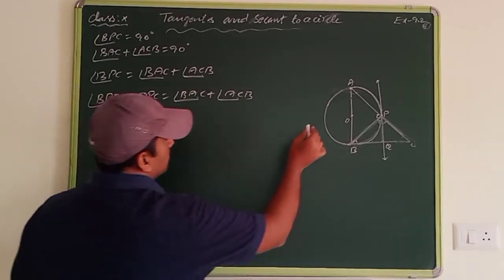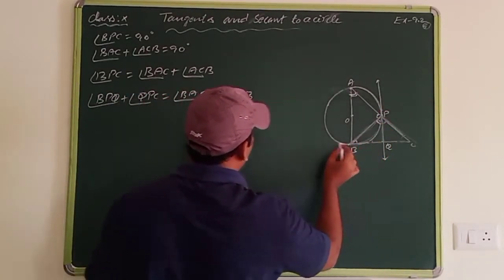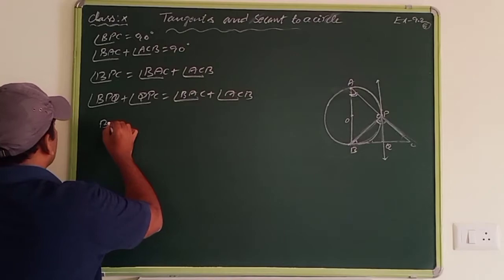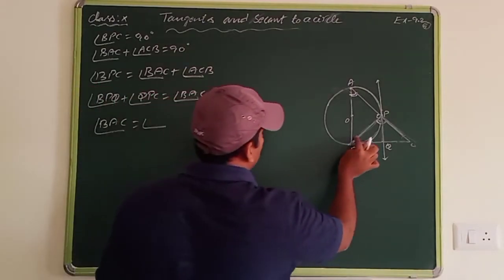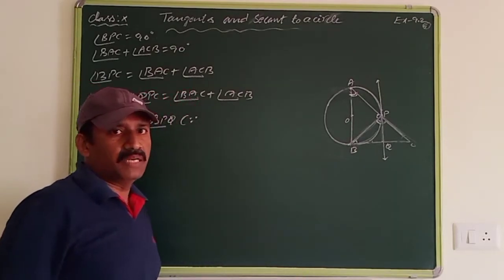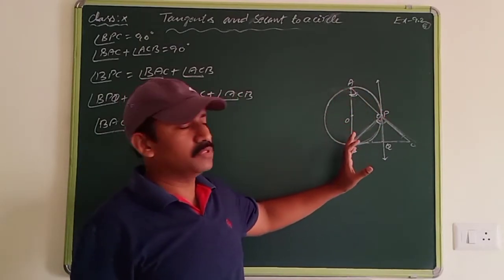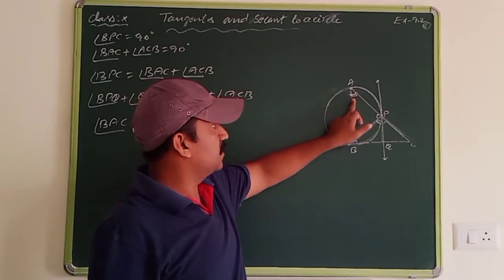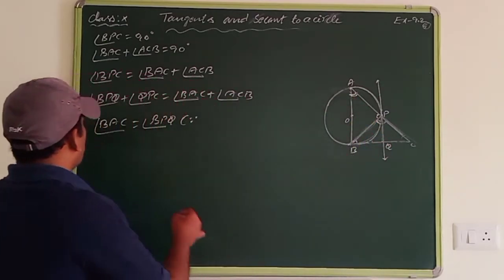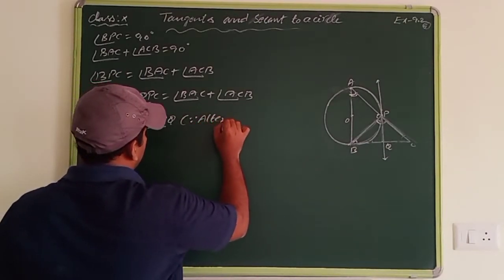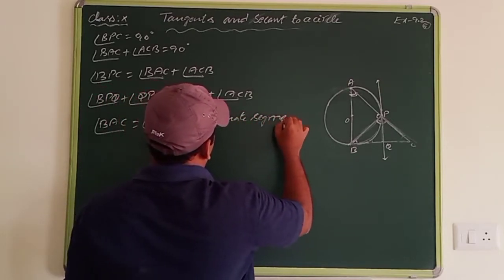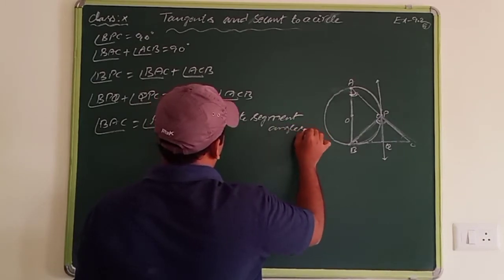Now we know that these two angles are equal. Angle BAC equal to angle BPQ. Why is this equal? This is called alternate segment angles. We have the alternate segment theorem. According to the alternate segment theorem, these two angles are equal. Okay. So since they are alternate segment angles, those two are equal.